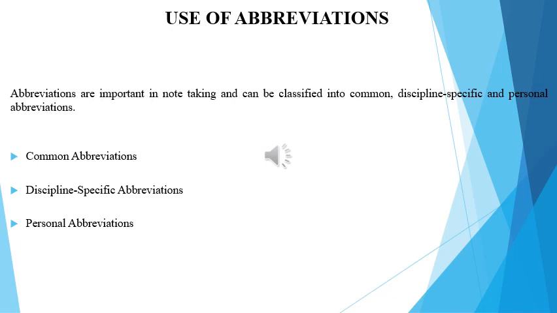Abbreviation is a very important element in note-taking, and fundamentally there are three types of abbreviation: common abbreviations, discipline-specific abbreviations, and personal abbreviations.